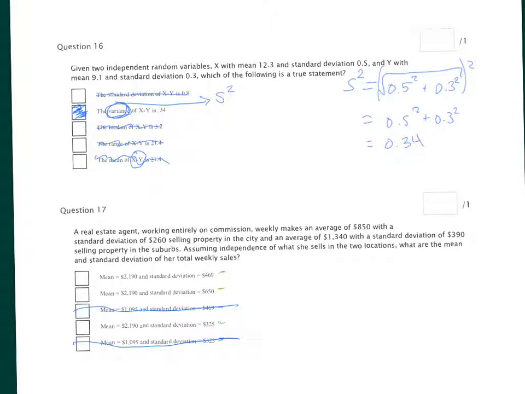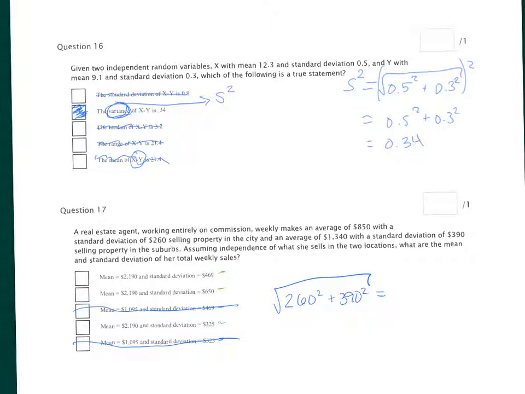So 1,340 plus 850 will give us 2,190. So I know that my mean's correct. So now standard deviation. Just like we did earlier, I'm going to do the same thing again. So we are going to have to do 260 squared plus 390 squared, and then take the square root to find the new one. So I'm going to plug all of that into my calculator.